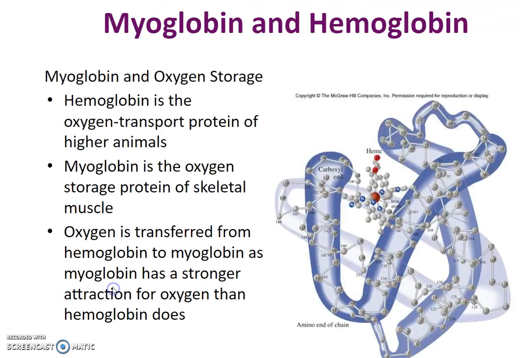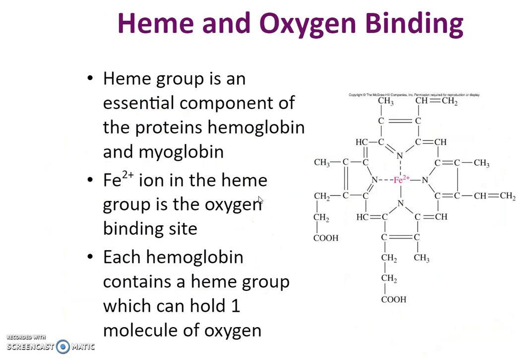Enzymes make reactions happen. So myoglobin and oxygen storage, as I had said, hemoglobin is an oxygen transport protein in higher animals. Myoglobin is the oxygen storage protein of the skeletal muscle. So oxygen must be transferred from hemoglobin to myoglobin because myoglobin has a stronger attraction than hemoglobin does. So it's just going to steal the oxygen from it.